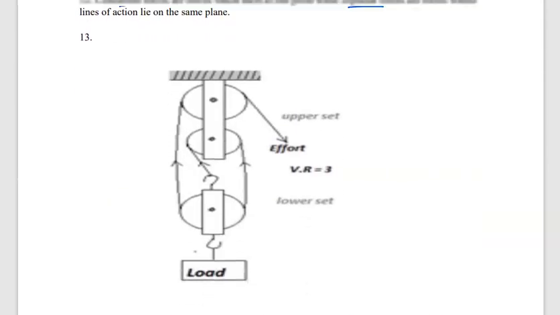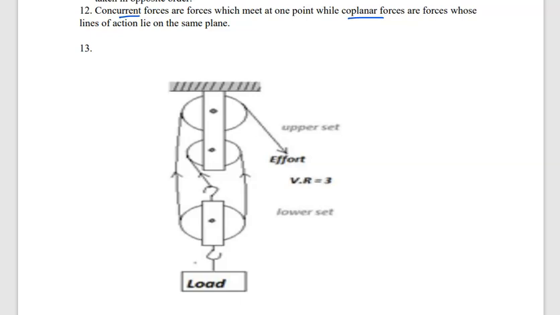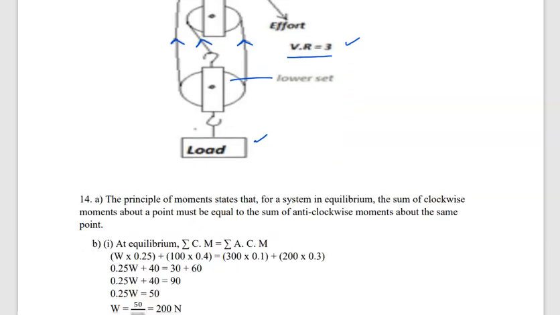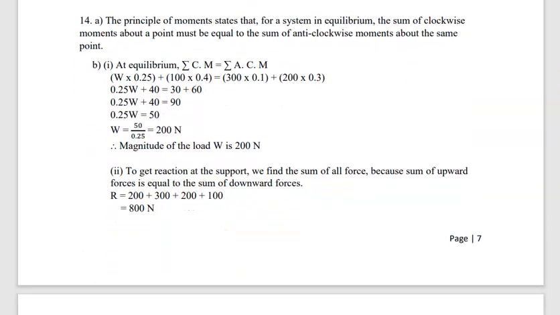Number 13 was supposed to draw a pulley with a velocity ratio of 3. So we have this rope, and this rope. Those 3 ropes are supporting the load. So our velocity ratio is 3. This is the lower set and this is the upper set. Then number 14, the statement of the principle of moments. Then the calculation. Roman number 1, the load is 200. Roman number 2, the reaction at the support is 800.